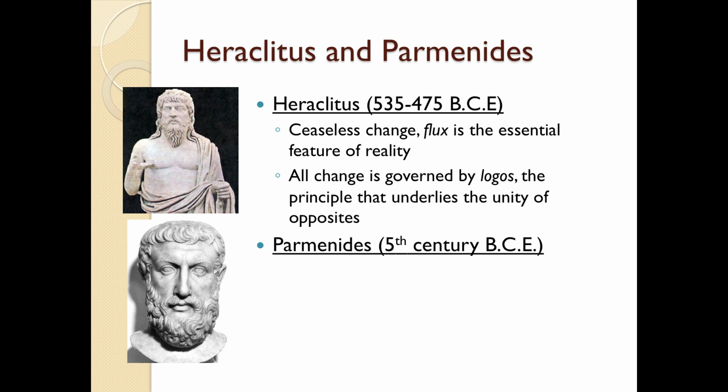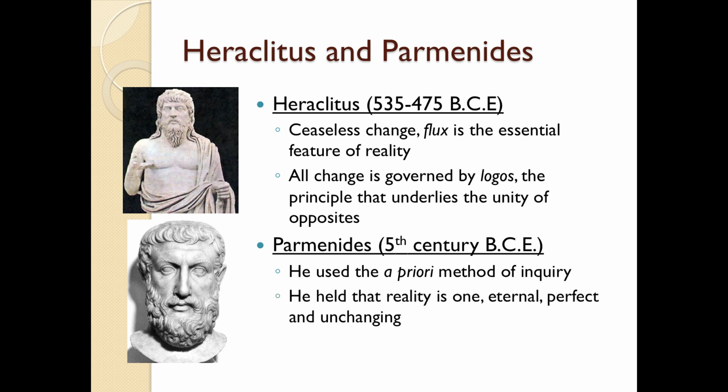Okay, Parmenides. He was kind of, as opposed to Heraclitus, who was really observing the nature of reality. So Heraclitus is one of our only sort of more empirical, it's sort of a combination of empirical and rational philosophers. Parmenides used an a priori method of inquiry, which would mean that he had a rational epistemology. He held that reality is one, eternal, perfect, and unchanging.